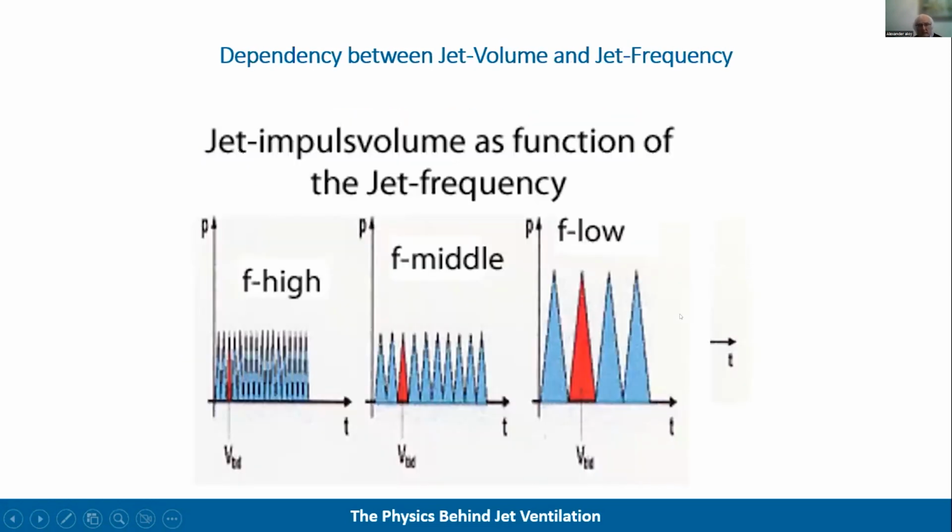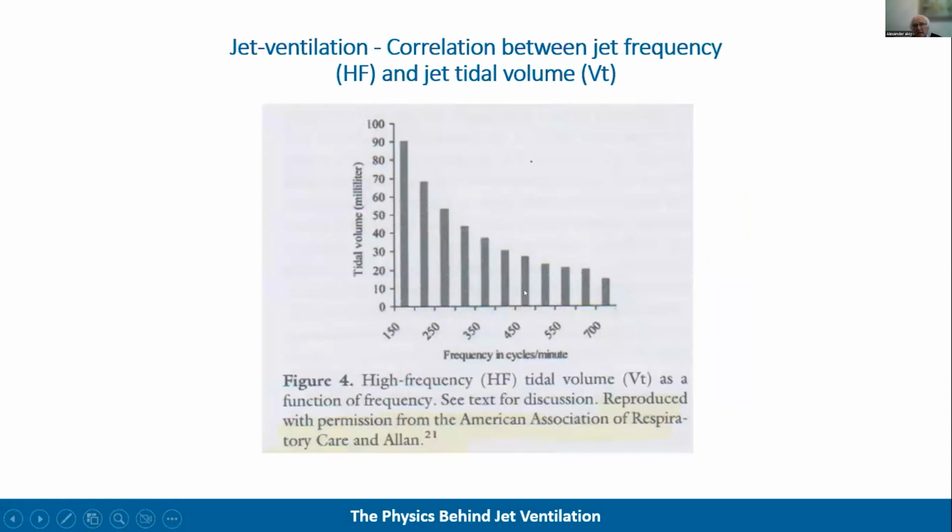And here you can see the dependency between jet volume and jet frequency. When the jet frequency on the left side is high, the impulse tidal volume is low. When the frequency is low, the impulse tidal volume is high. You can see the same, the correlation between frequency and tidal volume. When the frequency is high on the right side, the tidal volume is low, 20 milliliters. When the frequency is low, the tidal volume is high, 70 milliliters per kilogram.